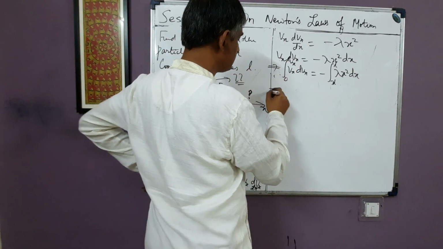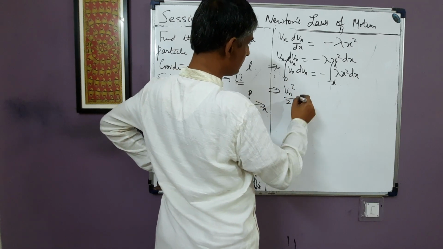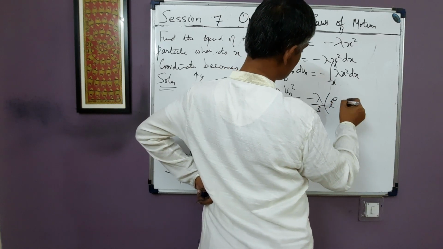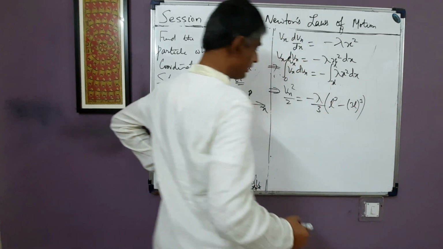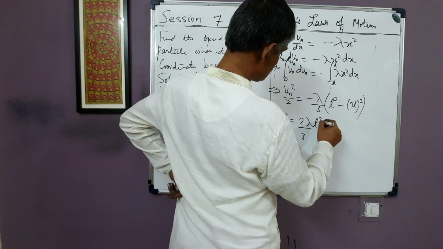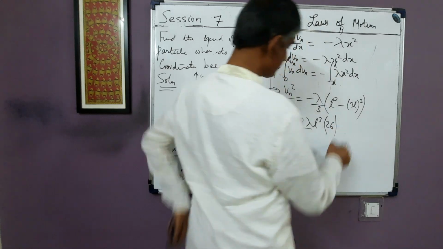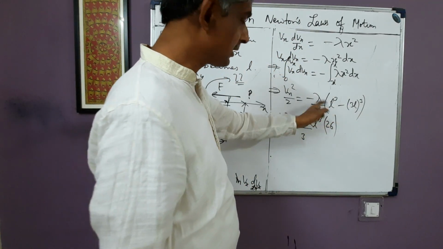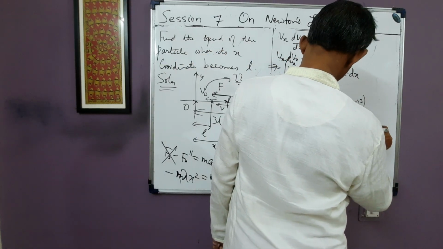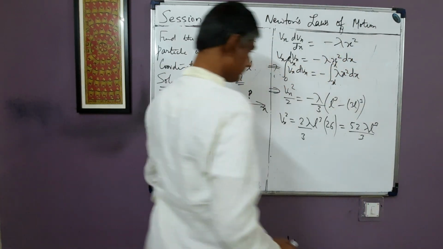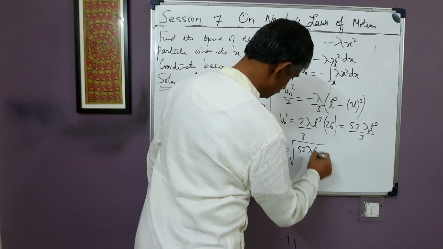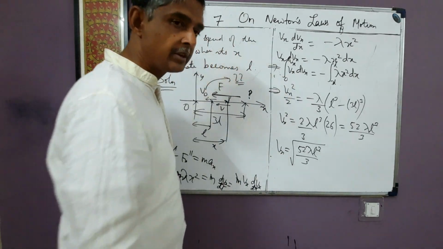On integration, within the limits, this becomes vx square by 2 equals minus lambda by 3 x cube, evaluated as L cube minus 3L whole cube. So vx square becomes 2 lambda by 3 into L cube into (27 minus 1), that is 26. So this becomes 52 lambda L cube by 3, and vx becomes the square root of 52 lambda L cube by 3.